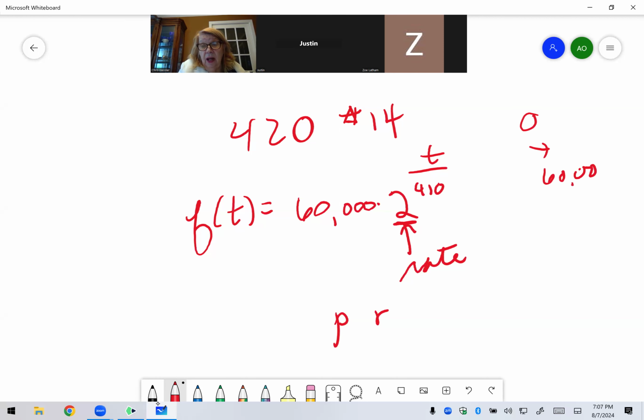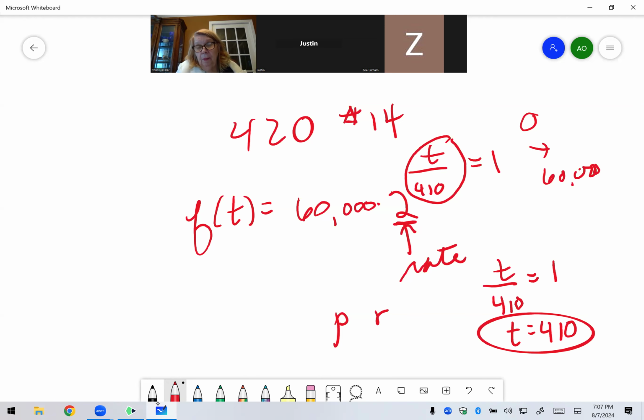But we want one single doubling. So we need this exponent to equal 1. So that'll be t over 410 equals 1. So t has to equal 410. Okay. Does that make sense, Justin? It does. Okay, Zoe Latham, does that make sense to you? Yep. Okay, it's a little hard.